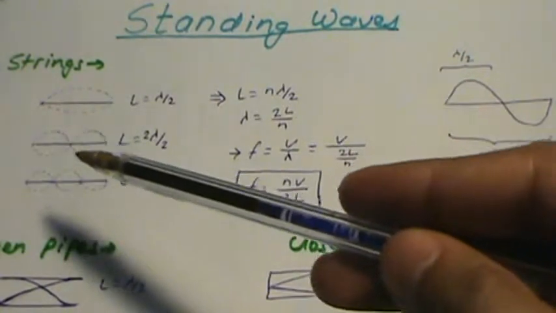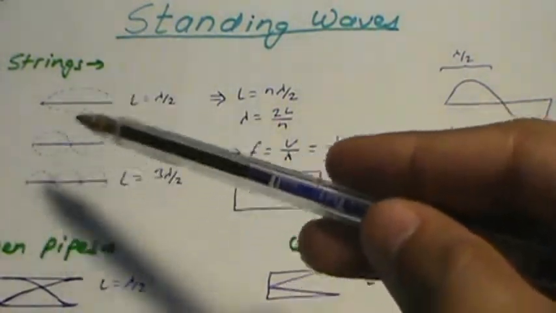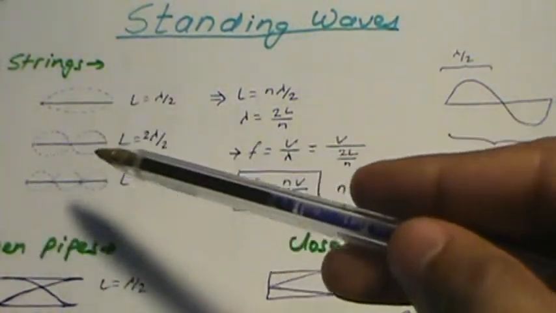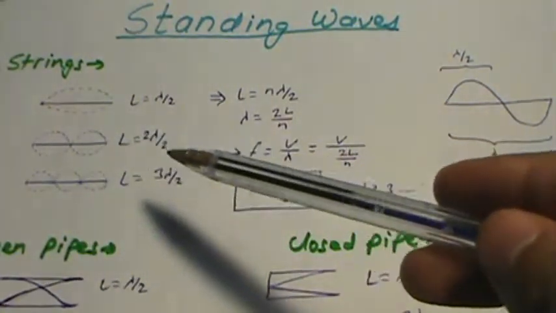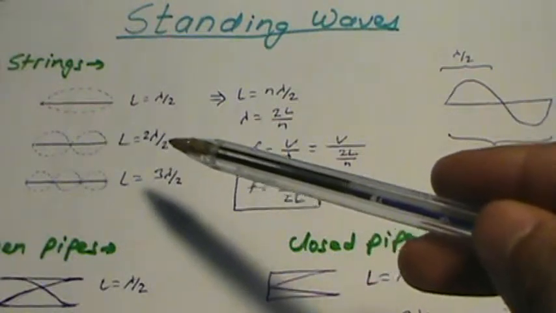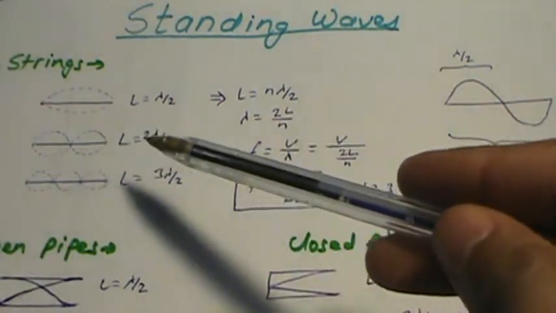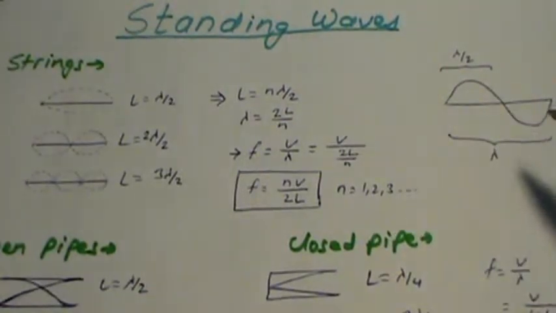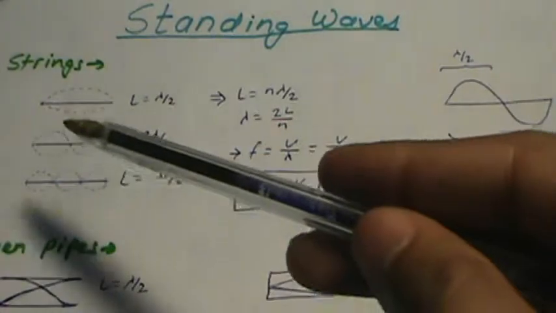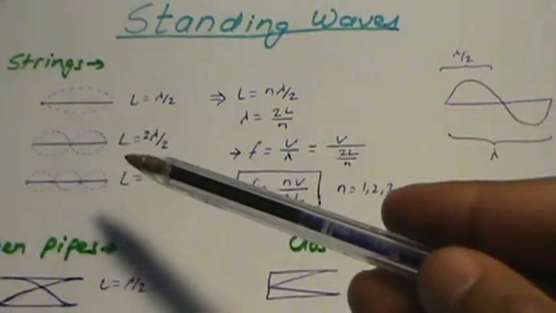Now someone can pull it in such a way that rather than just going up and down in one place, it could have two places that go up and down, and in this case L relates to lambda by L equals 2 lambda over 2, or basically L equals lambda, and you can see why. Now this comes to the same place. You have two bulbs, and in the same way you have two bulbs right here, so L equals 2 lambda over 2.